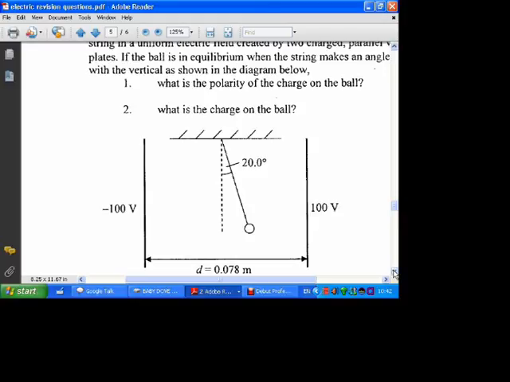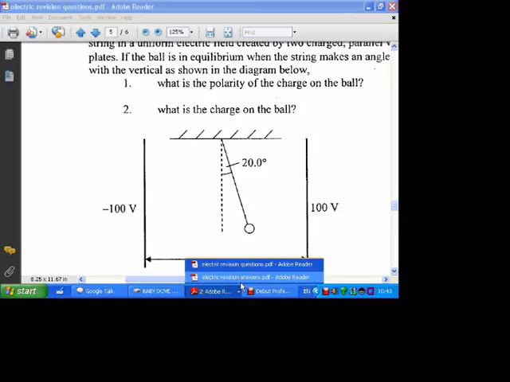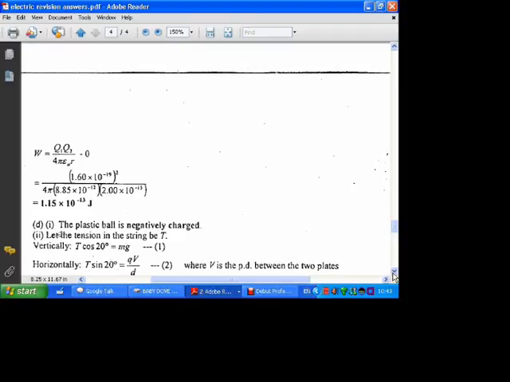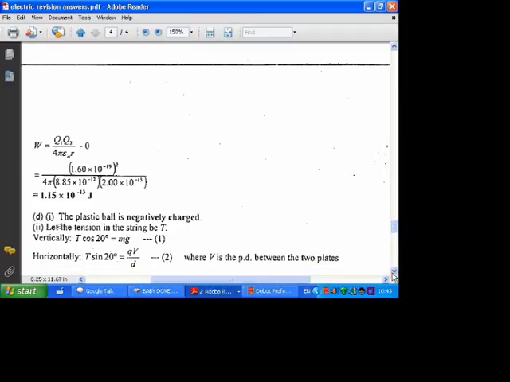And you have to calculate the charge on this ball. This one is not difficult. It's just forces. Let the tension in the string be T. Vertically, T cosine 20 has to balance the weight of the plastic ball. Horizontally, T sine 20 has to balance the electric force on the ball.